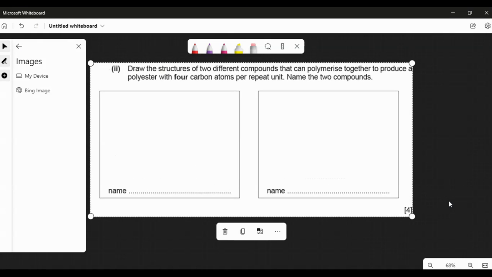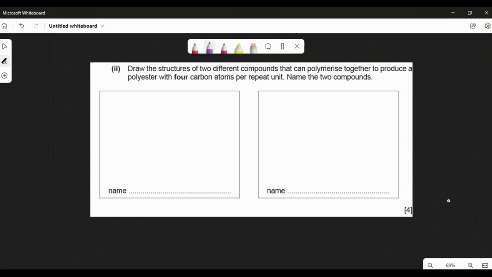Draw the structures of two different compounds that can polymerize together to produce a polyester with 4 carbon atoms per repeat unit. Name the two compounds. All right, so we've got 4 carbon atoms per repeat unit. So this looks quite tricky, doesn't it? But I'm sure it's not. All right, so two different compounds. So let's have a look at this one.